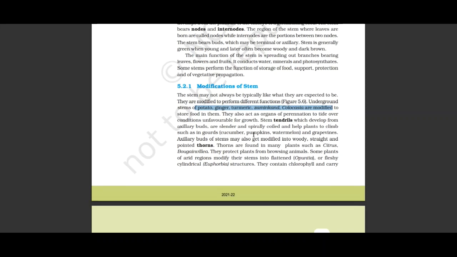Stem tendrils which develop from the axillary bud are slender and spirally coiled and help plants to climb, such as groundnut, cucumber, pumpkin, watermelon, and grapevine.